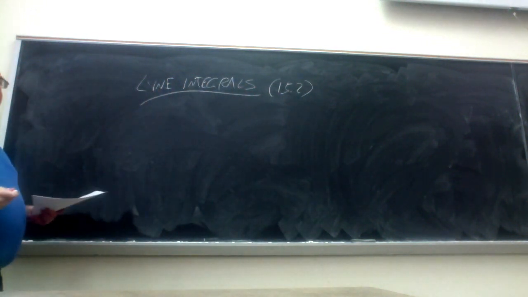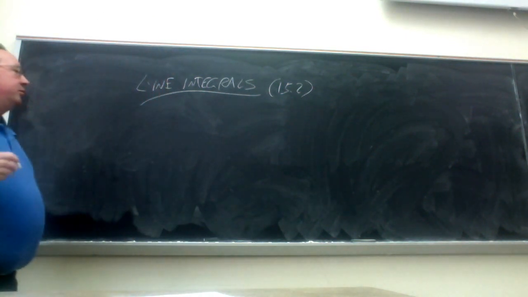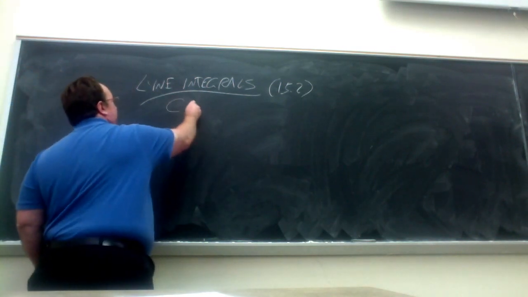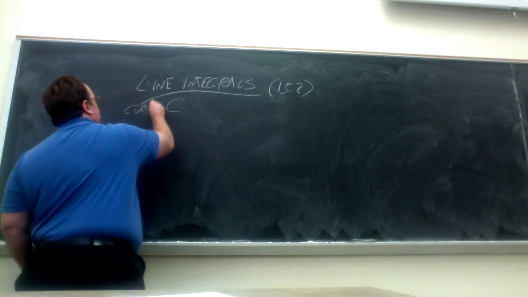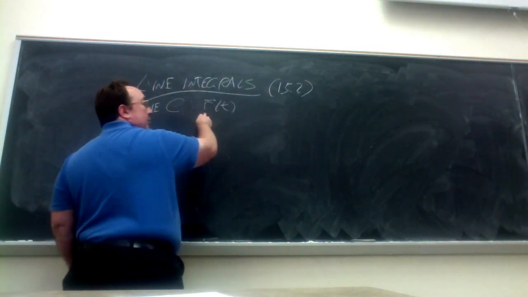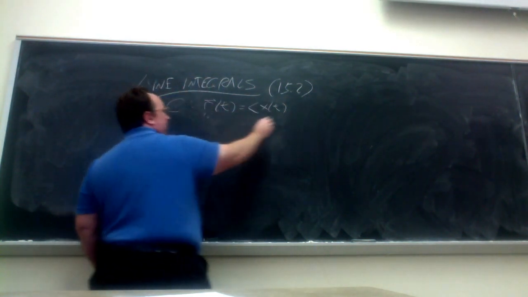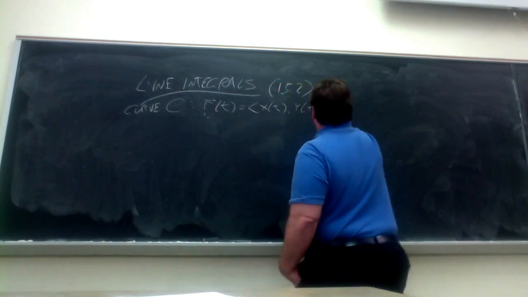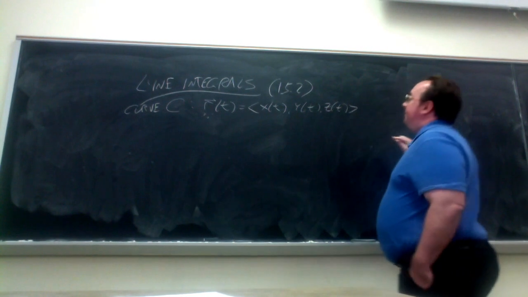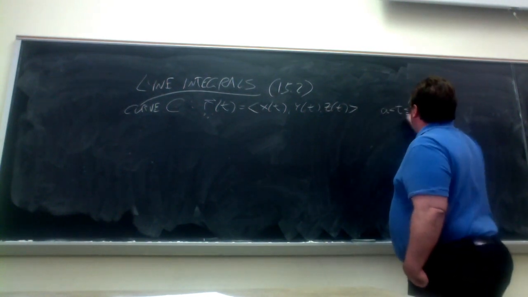Now, there are two formulas that I showed you for line integrals for completely different situations. In both cases, you're given a curve C that's described by parametric equations written as r of t, a vector valued function, with components x of t, y of t, z of t, and t goes between a and b.